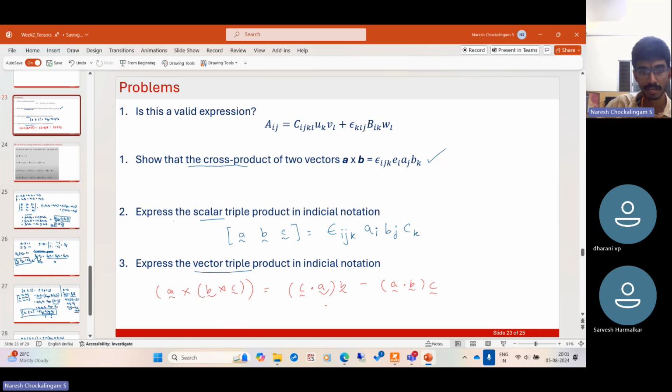Yeah. So usually the rule is take the near one first and multiply with the far one. So this is the expression for the vector triple product in terms of the indicial notation. What was crucial in deriving this is the epsilon delta identity. It's an application of the epsilon delta identity.